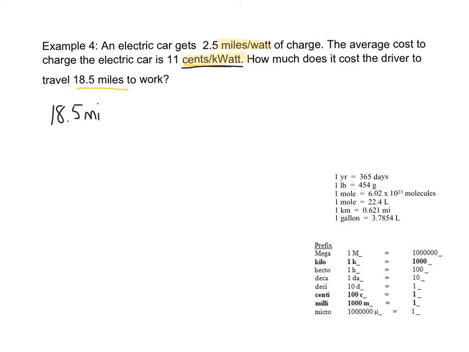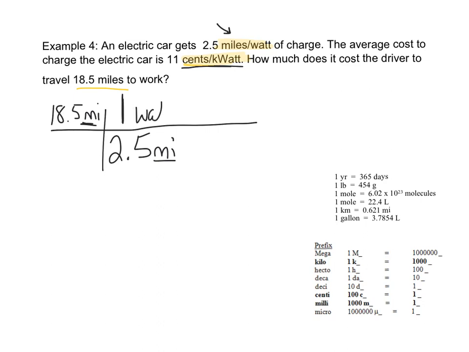I'm going to erase that and switch it over to the abbreviation, MI for miles. Well, I have 2 conversion factors, 2.5 miles per watt and 11 cents per kilowatt. I can't use the 11 cents per kilowatt yet because I don't have cents or kilowatts. But I do have the number right on top, 2.5 miles per watt. Right now, I'm already in miles, so I can use the conversion factor that helps me get out of miles. Notice how I put miles on the bottom, so it's going to cancel out, because I don't want miles at the end of my problem. I want cost. I want money. I don't want miles. So I have 2.5 miles per 1 watt.